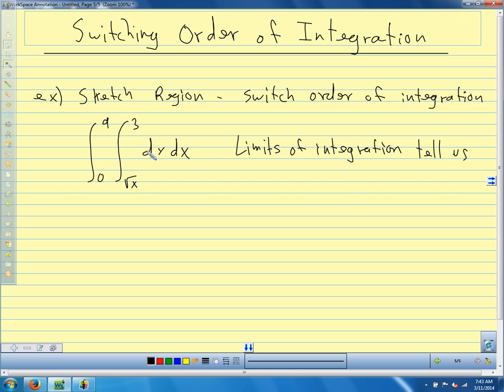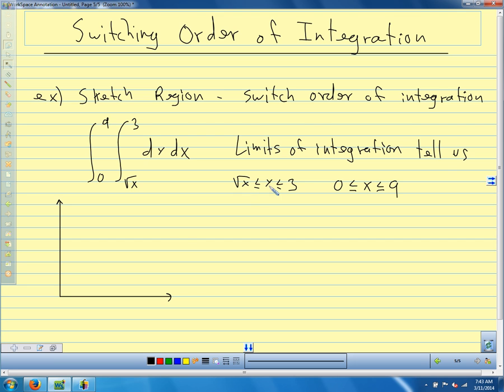So our limits of integration, we're doing dy first. The limits of integration say that square root of x is less than or equal to y, less than or equal to 3. That's what this inner integral is telling us for a region of integration. And the outer integral says that 0 is less than or equal to x, less than or equal to 9. So this tells us how we're going to sketch our region. So here's my xy plane. Our sketch doesn't have to be beautiful and perfect. It just has to give us a decent idea of our region.